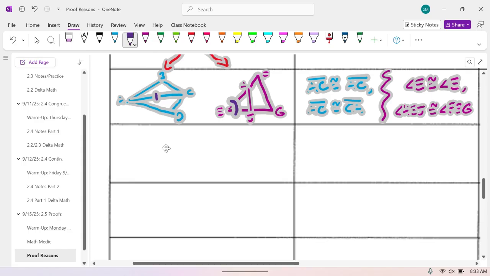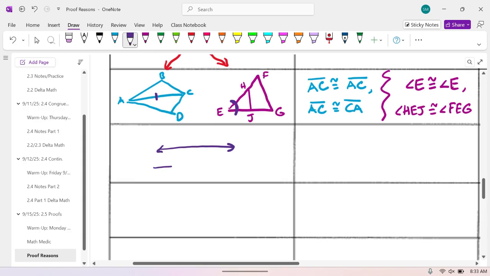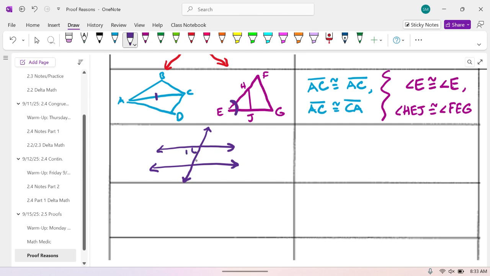Now, a little review from last week. We have two sets of parallel lines cut by a transversal. I'm going to have angle 1 here, angle 2 here. What statement can I say about these two angles? So that's not the statement. Alternate interior would be the reason, or part of the reason. But what would I claim? Would I claim they're congruent, supplementary? What do you think?